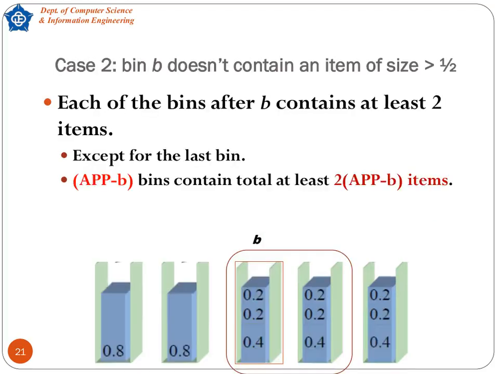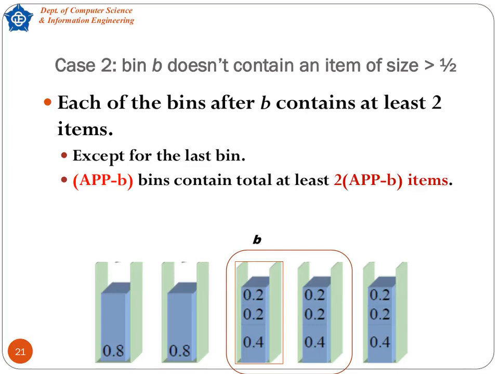Now let's shift our focus to case 2. Here, bin b presents a different scenario. It does not contain any single item with a size greater than 1/2. This condition leads to a crucial observation. Each of the bins from b onward will contain at least 2 items. This holds true with the possible exception of the very last bin in the sequence.